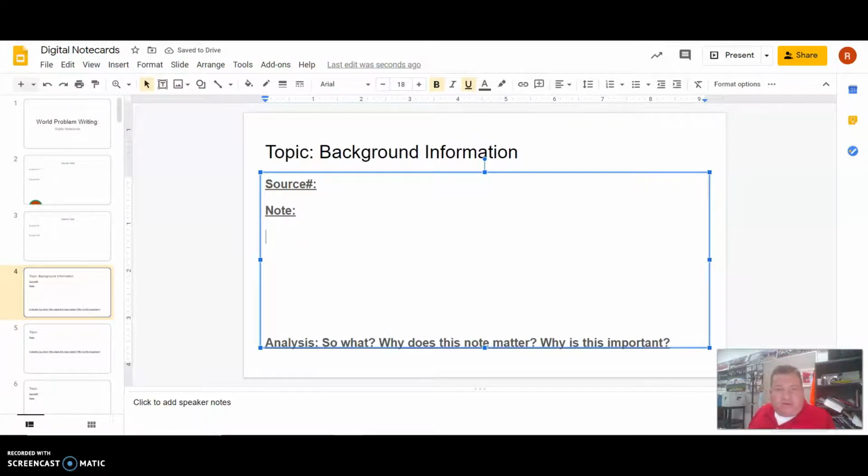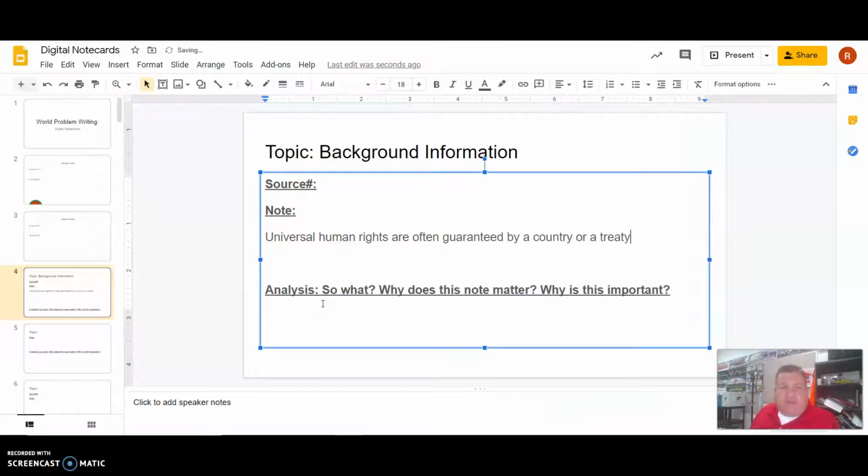You don't have to have it underlined. Fix it with the formatting that works for you. Universal human rights, guaranteed by a country or a treaty. That's kind of step 1. Step 2, where did this note come from? Because we need to know that.